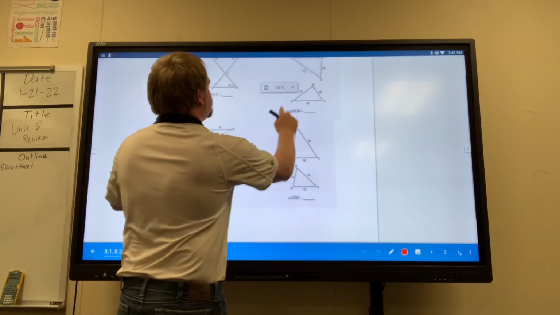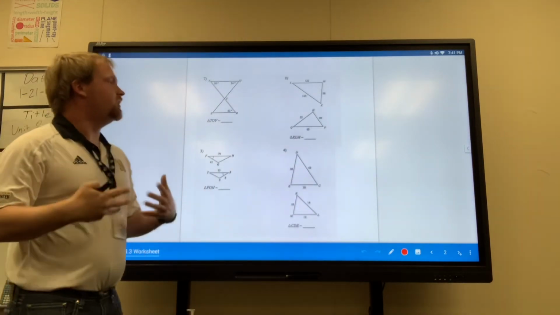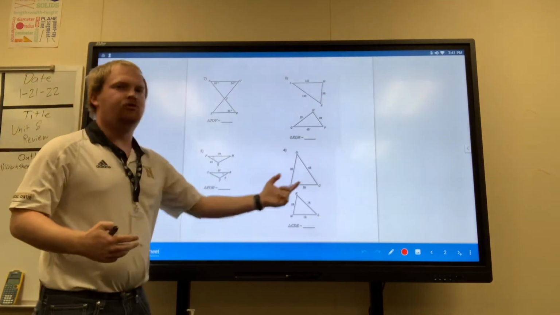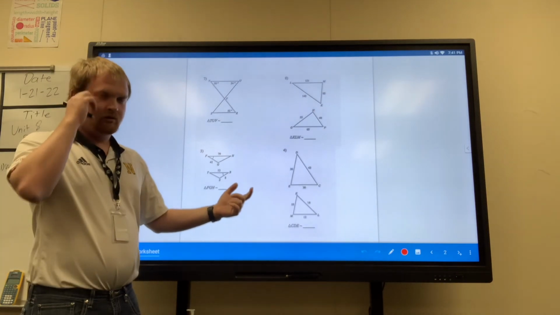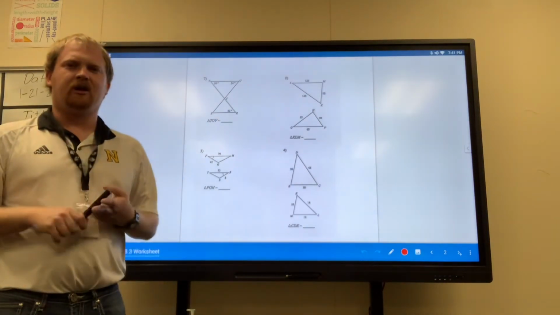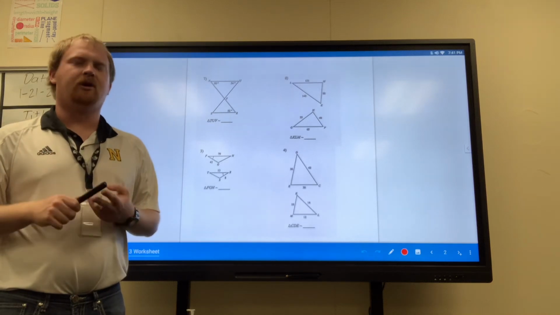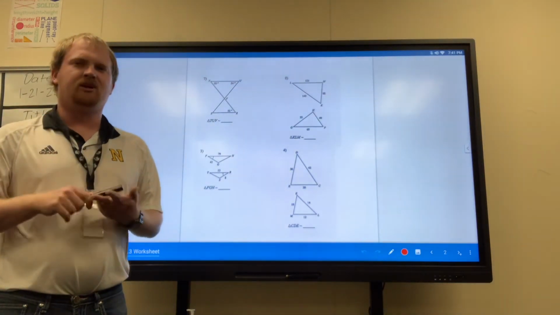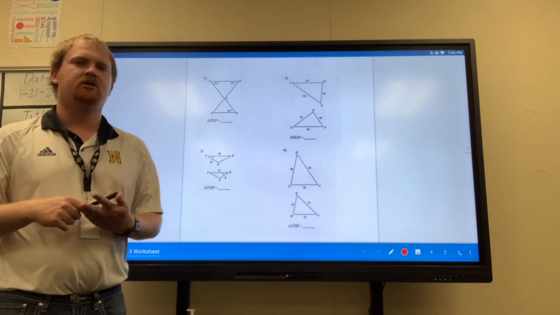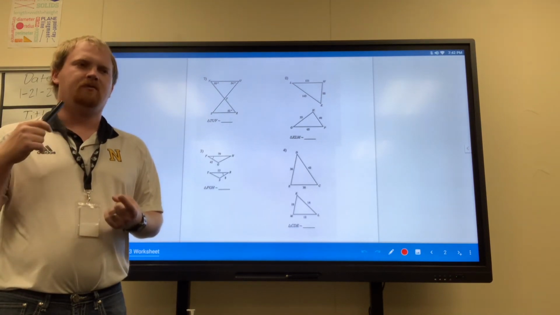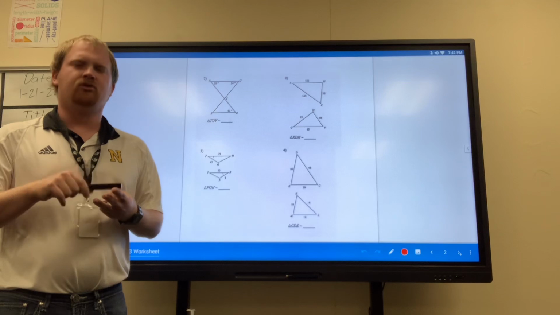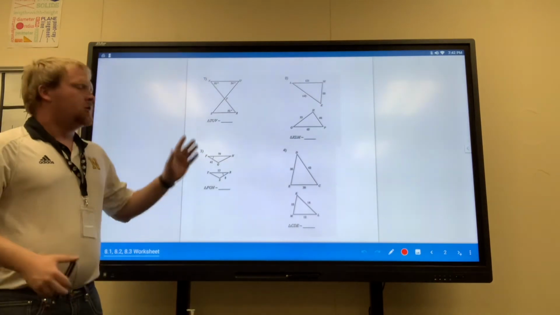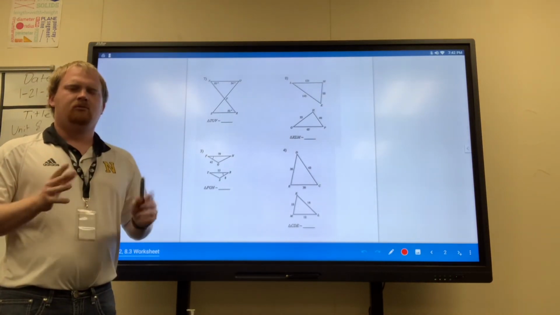And then for these four, again, you're doing the exact same thing. You're trying to determine if these triangles are similar. Remember, if two angles are the same, they're going to be similar. If you have three sides that are all proportional to each other, you have similar figures. And if you have a side, angle, side, and the two sides are proportional to each other, then you have similar figures. So I want you to try these yourselves.